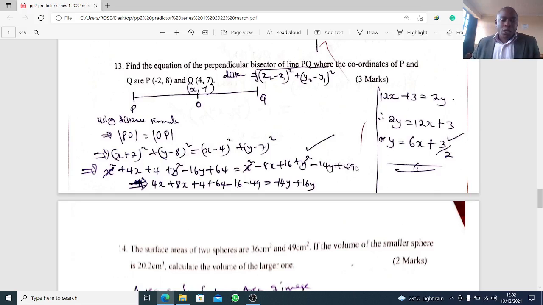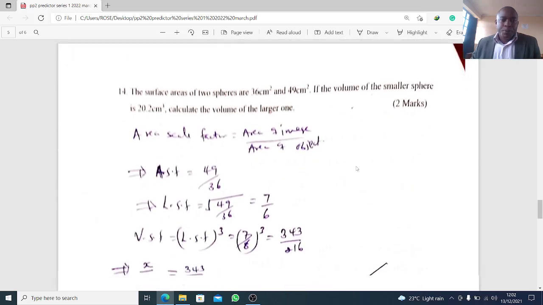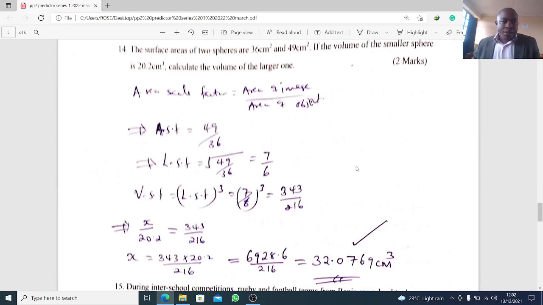The next question is question number 14. The surface areas of two spheres are 36 centimeters squared and 49 centimeters squared.